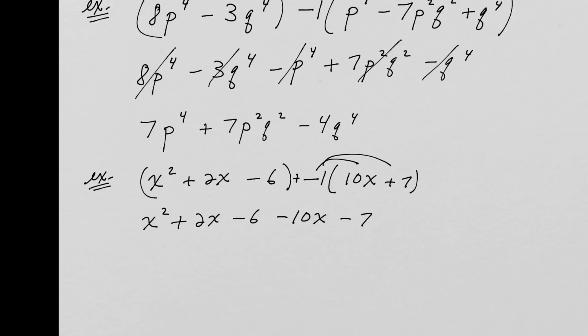Now I just add them, right? Which means combine like terms. Well, there's no other x squared terms, so I just leave that. That's x squared. There's 2x minus 10x. So 2 minus 10 is negative 8x. And then negative 6 minus 7, the constants, what's negative 6 minus 7? That's negative 13. So that would be my answer to that subtraction.